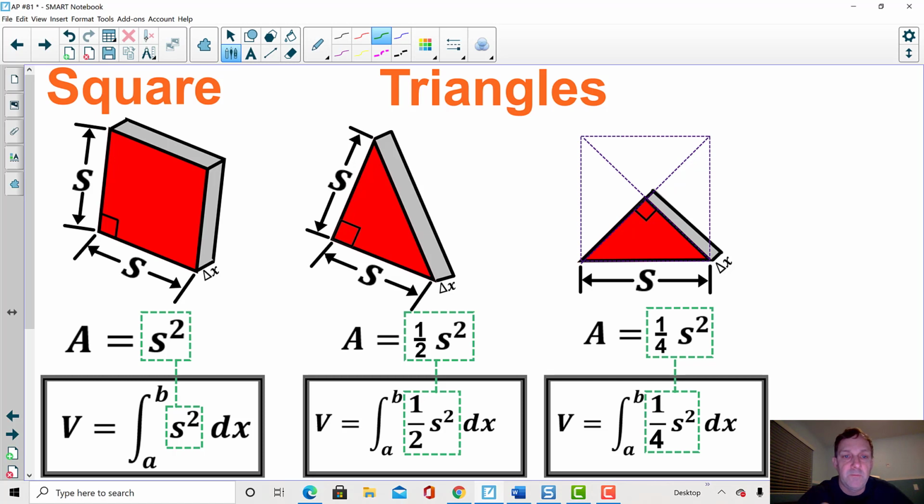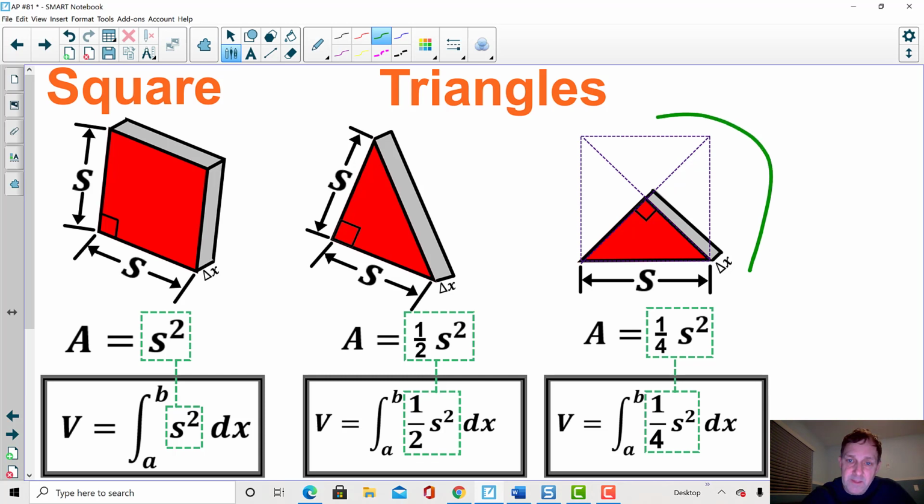So we had an isosceles right triangle. So these two legs were congruent, and of course it's a right triangle. So really it was just half of a square. So the area was just 1/2 and then the same area as a square. So that's what goes inside your integral, 1/2 s squared.